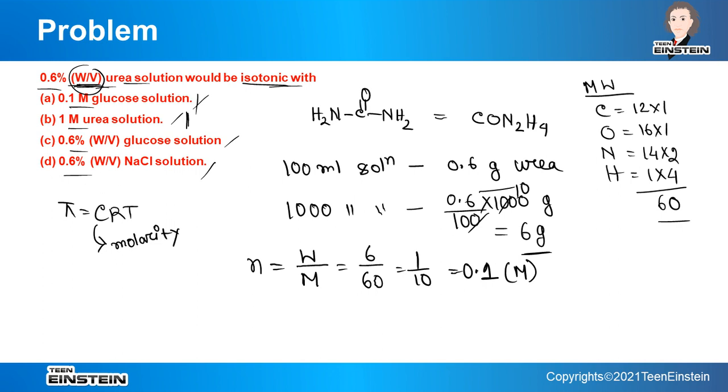So the 0.6 gram W by V urea solution will be isotonic with which option? 0.1 molar. It is not important which solute is present because it is a colligative property, so only the number of particles is important. So 0.1 molarity is matching with the glucose solution. Now don't think that this is 0.6% W by V, this is also 0.6% W by V, so this will be the answer. But no, because here it is expressed in molarity, so we have to first convert it to molarity, then we will compare. So the 0.1 molarity glucose solution is the correct answer, that is option A.